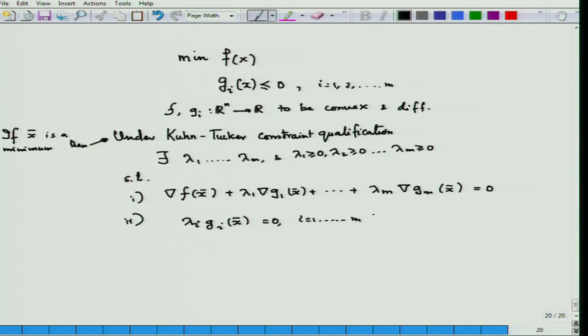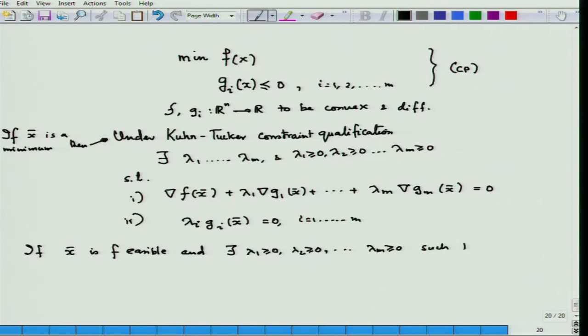They said this will happen if the functions are convex, but they also said if x bar is feasible. So, if it is a convex programming problem, we will call it CP. So, if x bar is feasible and there exists lambda 1 greater than 0, lambda 2 such that 1 and 2 hold, then x bar is a global minimum of CP. So, x bar is a global minimum, that is what they proved.